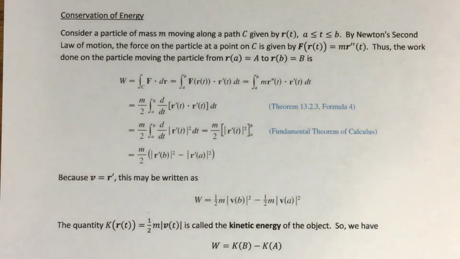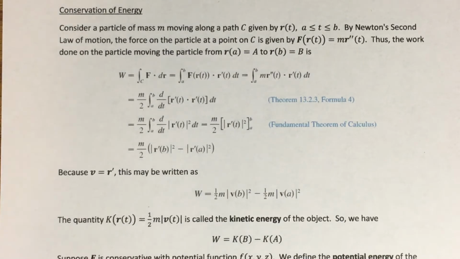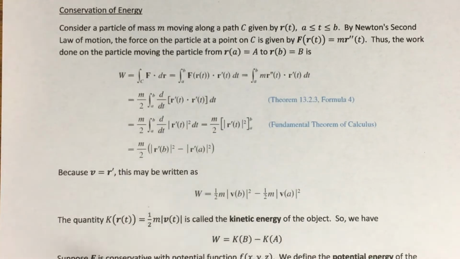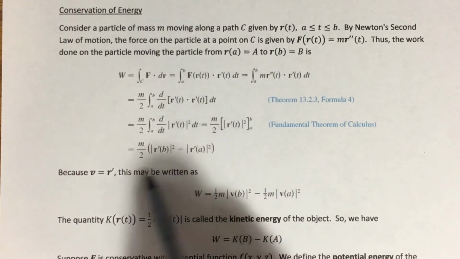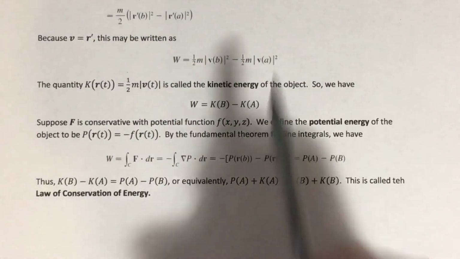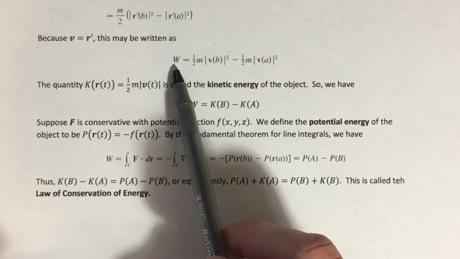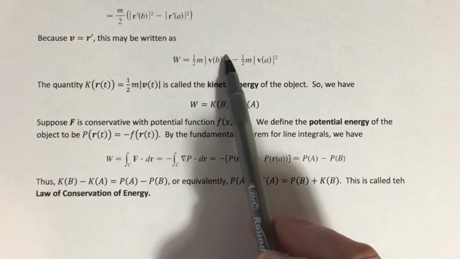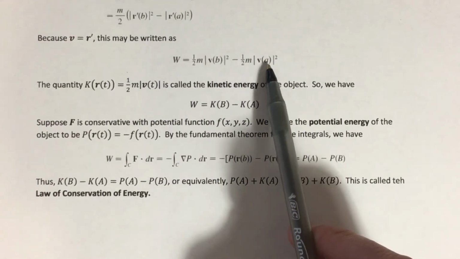Okay, now thinking of this in the context of the scenario that we're talking about, again, r is a position function, so r prime would represent a velocity function. I can take these r primes and call them v, representing velocity. So what does that mean? Well, that means I can represent it this way. The work done moving this particle from that initial point A to that terminal point B is 1/2 m times the magnitude of the velocity at B squared minus a similar looking quantity at A here.